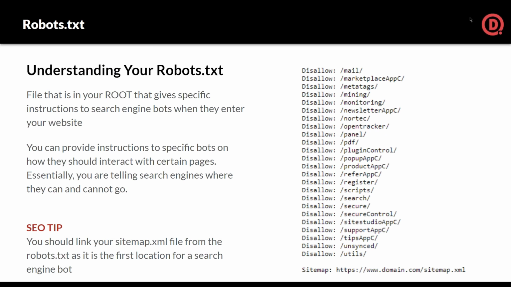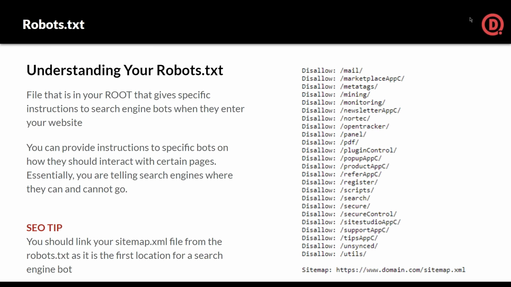Robots.txt and sitemaps really do go hand in hand. Your robots.txt file is located right in your root, and it's a great way to give specific instructions to search engine bots when they enter our website. It's a great way for us to provide these instructions on how they should be interacting with certain pages. And in layman's terms, we're basically just telling search engines where they can and cannot go.